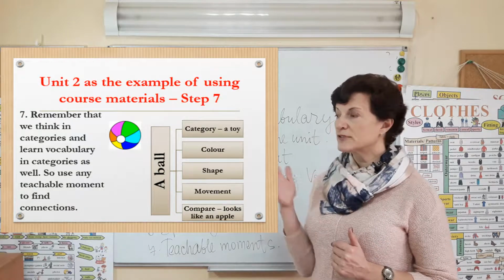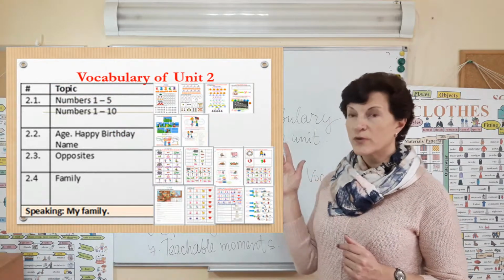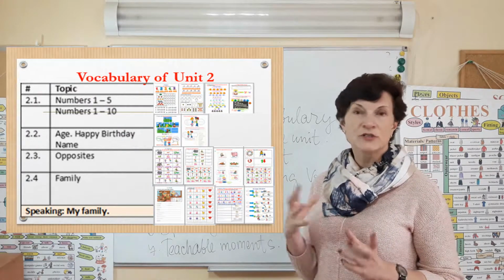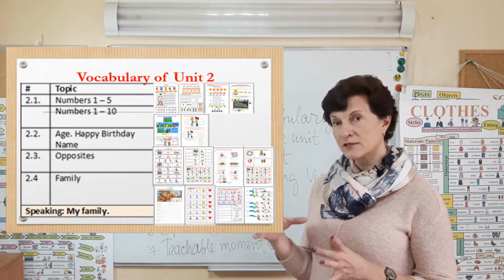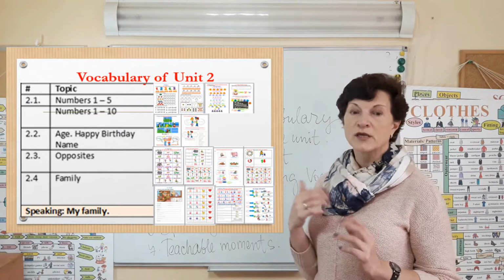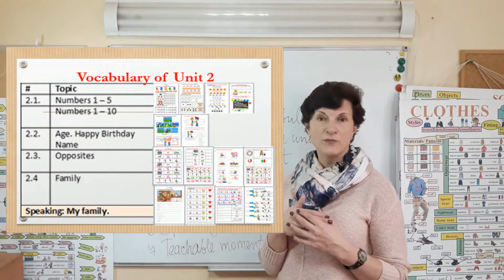For example, here you see the word a ball, and we can talk about the category, it belongs to toys. We can talk about the shapes. The simple way would be to talk about it as a circle. We can also talk about the colors, and we can also talk about the movement, like I can bounce a ball.